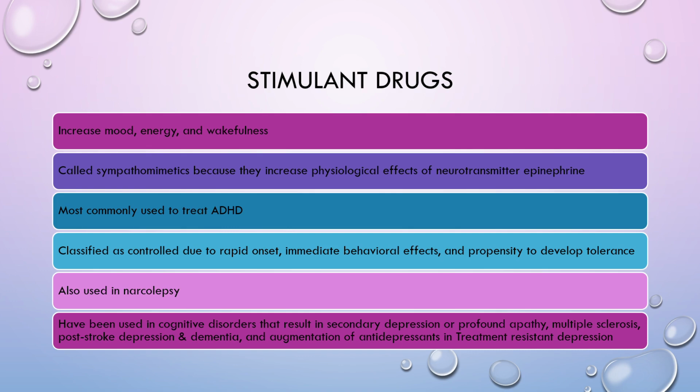Most commonly used to treat ADHD, classified as controlled due to rapid onset, immediate behavioral effects, and the propensity to develop tolerance. So, tolerance meaning, we have more likelihood for abuse. And so that is why right now they are Schedule II medications, and they have to be more closely followed. They have to have, of course, a written actual prescription. Now they're actually starting to allow e-prescribing, but again, you're just not able to put refills. If you're doing these medications and they have a stable person for 3-month checkups, you may be able to write a script and then have to write 2 additional ones saying don't fill until this date, don't fill until this date.